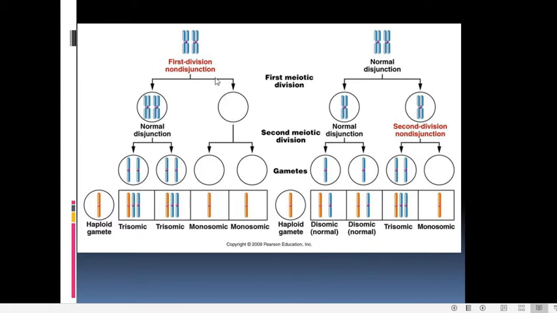So here we go to a non-disjunction, where during the first division, instead of each homologue going into each daughter cell, there has occurred an abnormality in which both these chromosomes go to one daughter cell and the other daughter cell will be devoid of this particular chromosome. So it may be having all the other chromosomes in the set, but this particular chromosome will be absent because both the homologues have gone to the daughter cell, which is shown here.